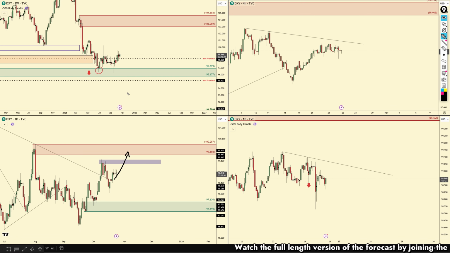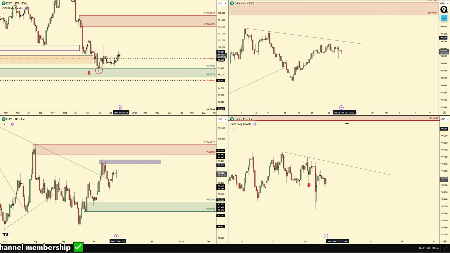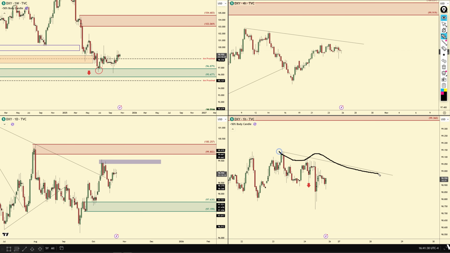And for now, since the weekly and the monthly demand is in control, that is where I personally think the dollar is headed. I think we are headed at least up to that daily liquidity, and maybe even higher after we target the liquidity. So for now, I will be watching the 1 hour downward trend line and the 4 hour downward trend line.